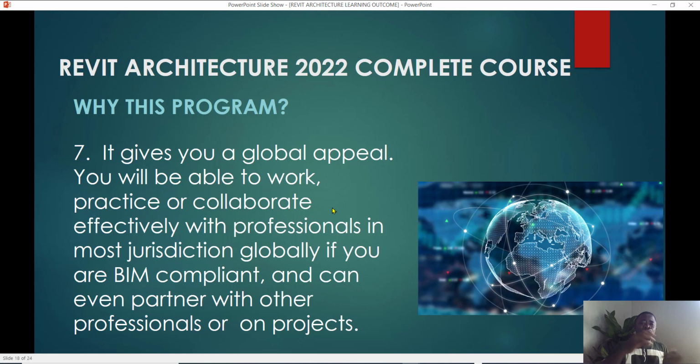The seventh one, it gives you the global appeal. When you attend conferences, or have projects where foreign counterparts are coming in, you're able to relate because you understand BIM, you understand Revit, you understand the concept of BIM, and you're able to work with that. So it gives you the global appeal, and that gives you the opportunity to work, practice, or collaborate effectively with professionals in most jurisdictions globally. If you're BIM compliant, that makes it easy for you, and you can even partner with other professionals on projects.